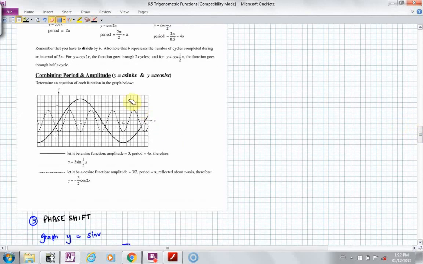Here you see we're combining period and amplitude. When we combine them, one's a vertical transformation and one is a horizontal transformation. So we get a horizontal compression here, and then we also have a vertical compression. And that's what this dotted line is showing compared to the solid line. Okay?